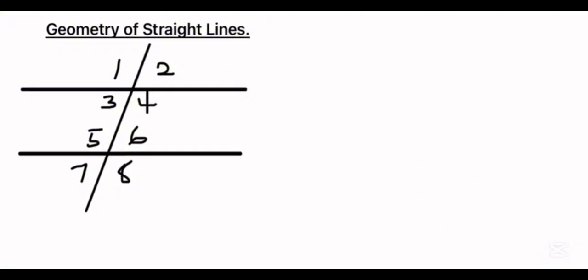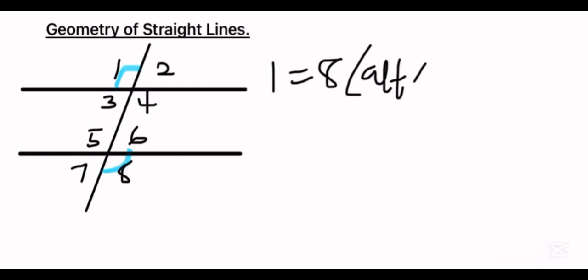Now let's consider the relationship between angle 1 and angle 8. Angle 1 and angle 8 are alternate angles. Alternate angles are equal. So we say angle 1 is equal to angle 8 because they are alternate angles. Same thing as angle 2 and angle 7. They are alternate angles, so angle 2 is equal to angle 7.